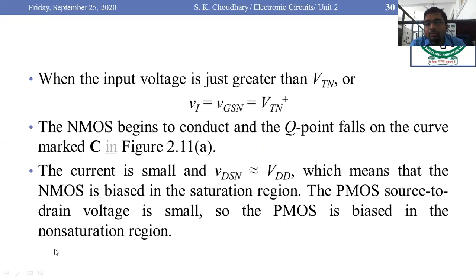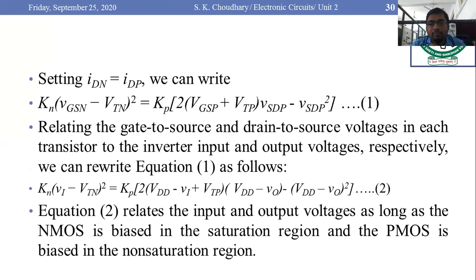So when the NMOS is turned on, it is biased in the saturation region. At the same time, the PMOS source to drain voltage is small, so the PMOS is biased in the non-saturation region. What is the current relationship between them? We have to adjust the value of the current in such a way that IDN is equal to IDP, because there is one single current flowing from the supply voltage to the ground, and both currents would be the same here.